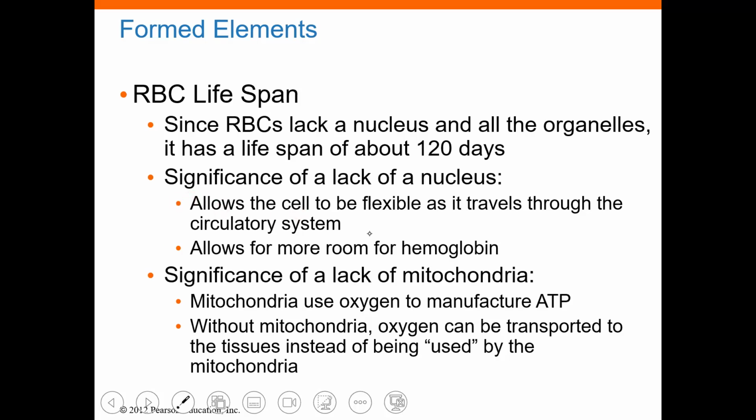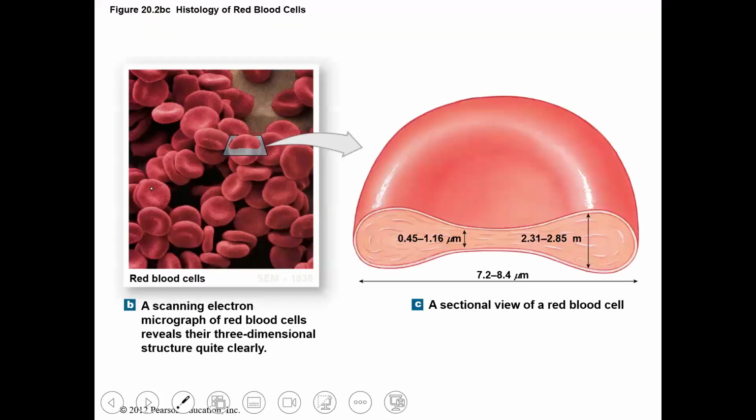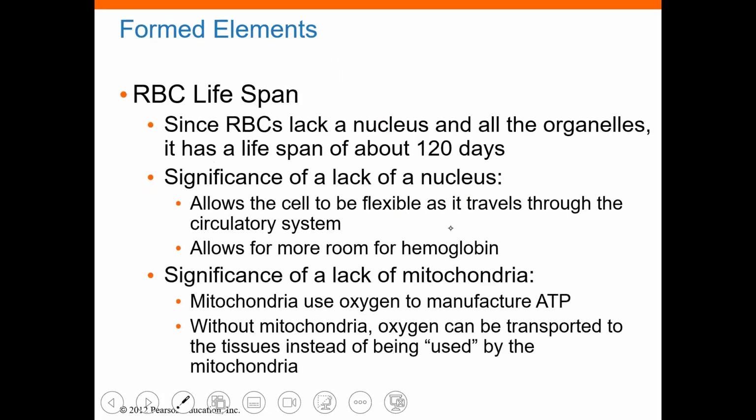Significance of a lack of a nucleus. This allows the cell to be flexible as it travels through the circulatory system. See how much more flexible this is than rigid? It allows for more room for hemoglobin, so we can carry more oxygen.